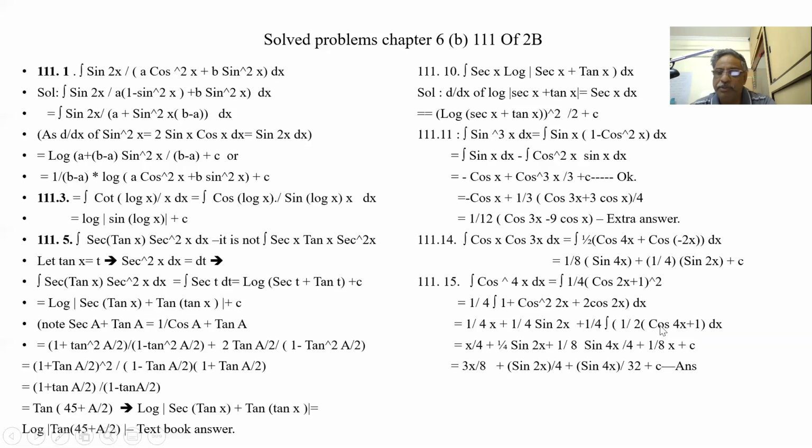Cos square 2x is equal to cos 4x plus 1 by 2, because the square is not there, so by 2 is coming here. When I simplify this, I'm getting this answer. So what I have done, cos to the power of 4 I have converted into linear terms, either 2x form or 4x form or x.